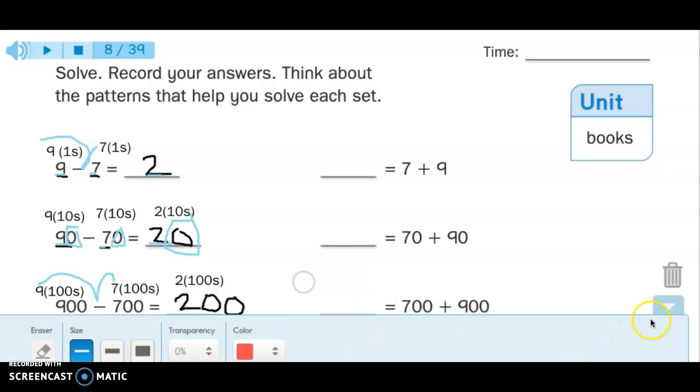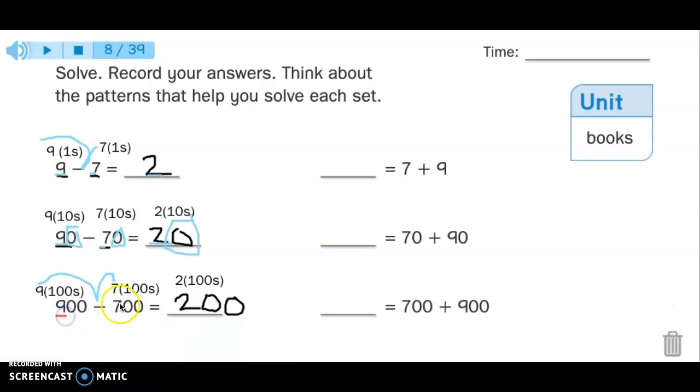Look at what we had again. We had 9, 7, and a 2, just like 9, 7, 2. But here, each of them had 1 0, and our answer had 1 0. Now, our numbers had 2 zeros and 2 zeros. How many did our answer have? 2 zeros, 200. I want you to go ahead and try this right side all by yourself.